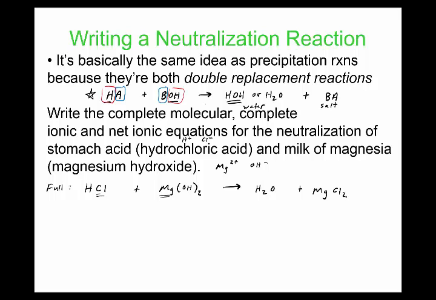So remember to do that when you're going from names to writing an equation. Always come up with the compounds first and crisscross correctly, and then always balance last. So Cl, we have 2, so put a 2 in front of the HCl. Actually, it's also a 2 in front of the H2O, and it should be balanced. Now we'll write the full ionic.